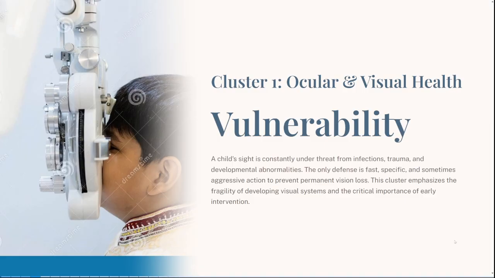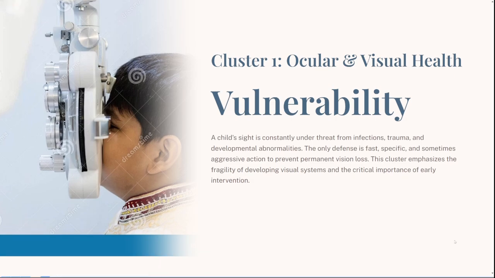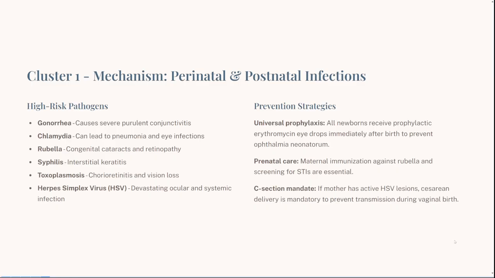So where do we even start with the causes? Is it mostly stuff that happens at birth? A lot of it starts right there. The must-know causes are those perinatal and postnatal infections. We're talking gonorrhea, chlamydia, rubella, syphilis, toxoplasmosis. These can be just devastating if they're not caught. Which really puts the focus on prevention, right? This is about good prenatal care, making sure mom's immunized against rubella, things like that.